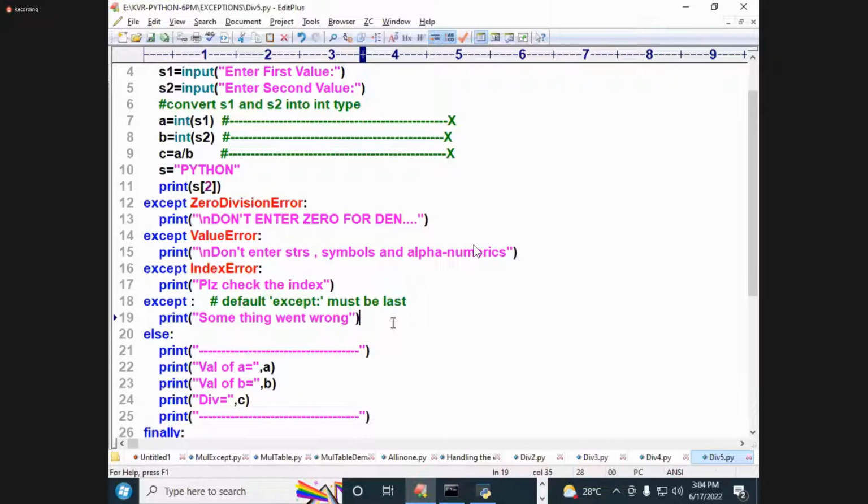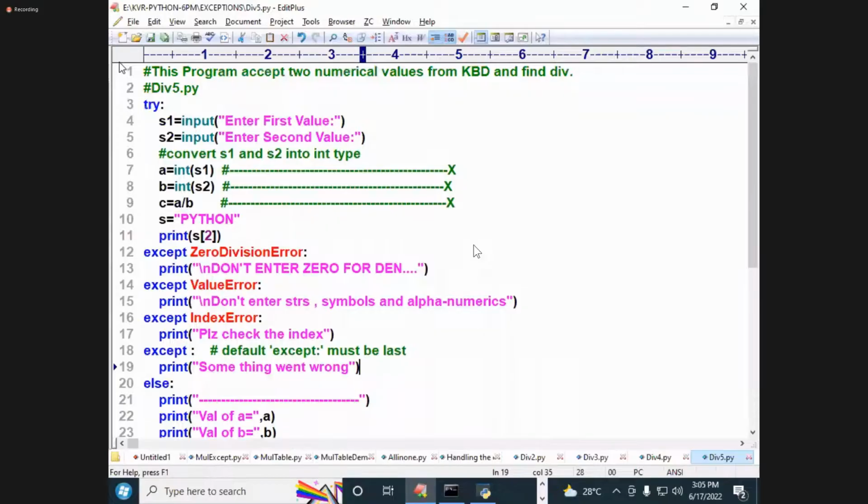First one is what? Single default. Next, except block handling multiple exceptions. Next, except block handling exception with alias name. Next, except block without exceptions. All exceptions, that is default except block. This is very, very important. I am using it in my class. Whichever I like, I will use it. This comes under what block? Except blocks. Clear or not clear? Clear. Shall we move forward?